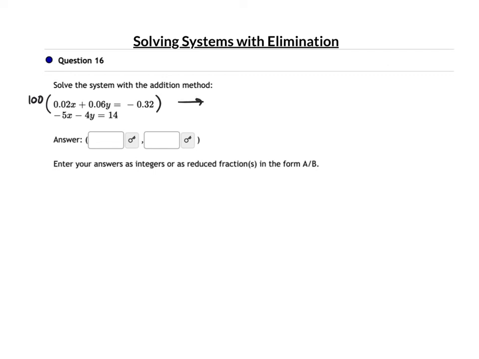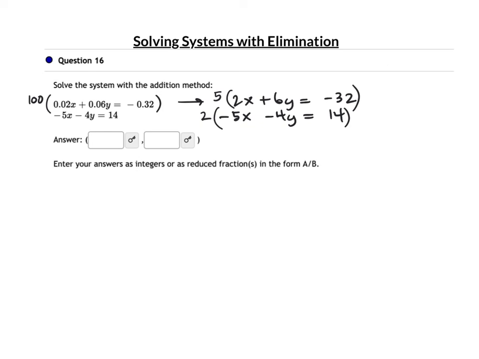And this becomes 2x plus 6y equals negative 32. That's much better. Now my other equation, negative 5x minus 4y equals 14. I need a pair of opposites, and the 6 and the 4 both divide into 12. That would work. Or the 2 and the 5 both divide into 10. I'm going to use 10. So I'll multiply the top one by 5, because 5 times 2 is 10. And the bottom one just by positive 2, because 2 times negative 5 will make negative 10.